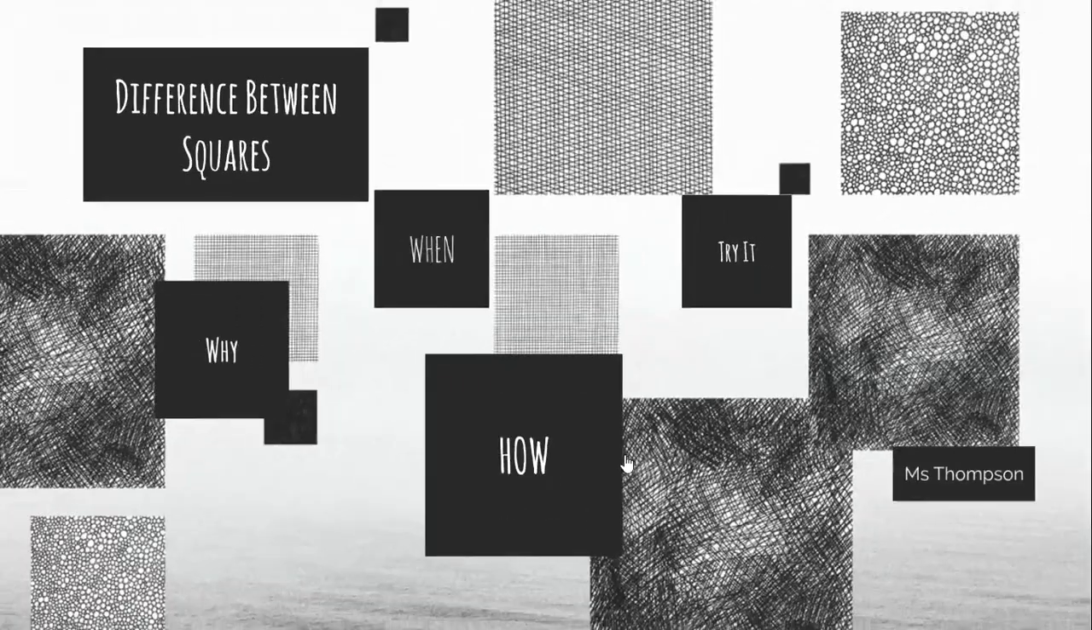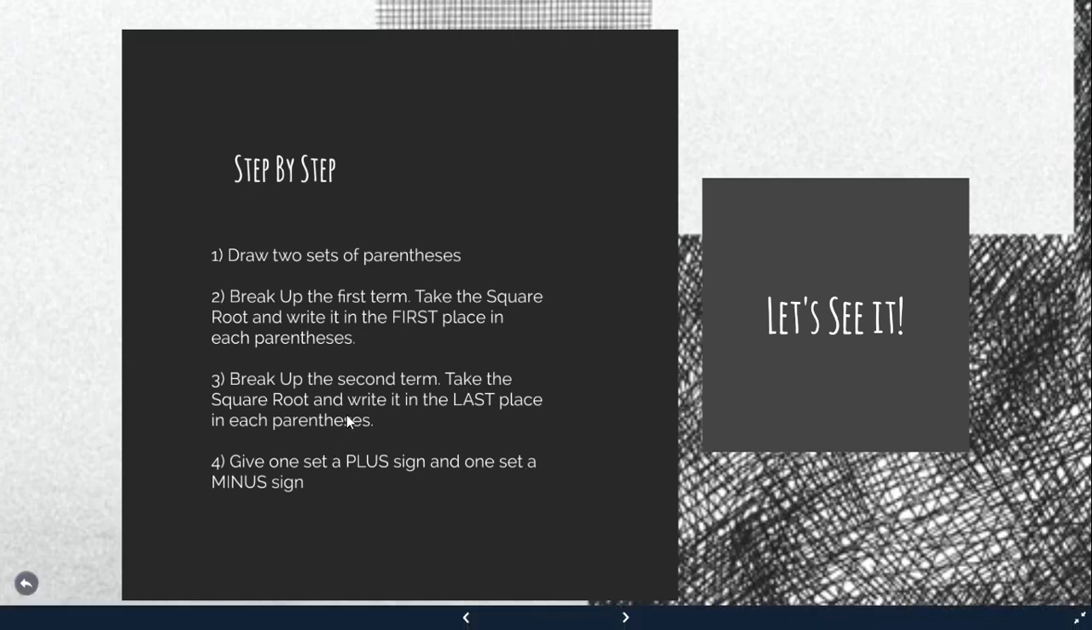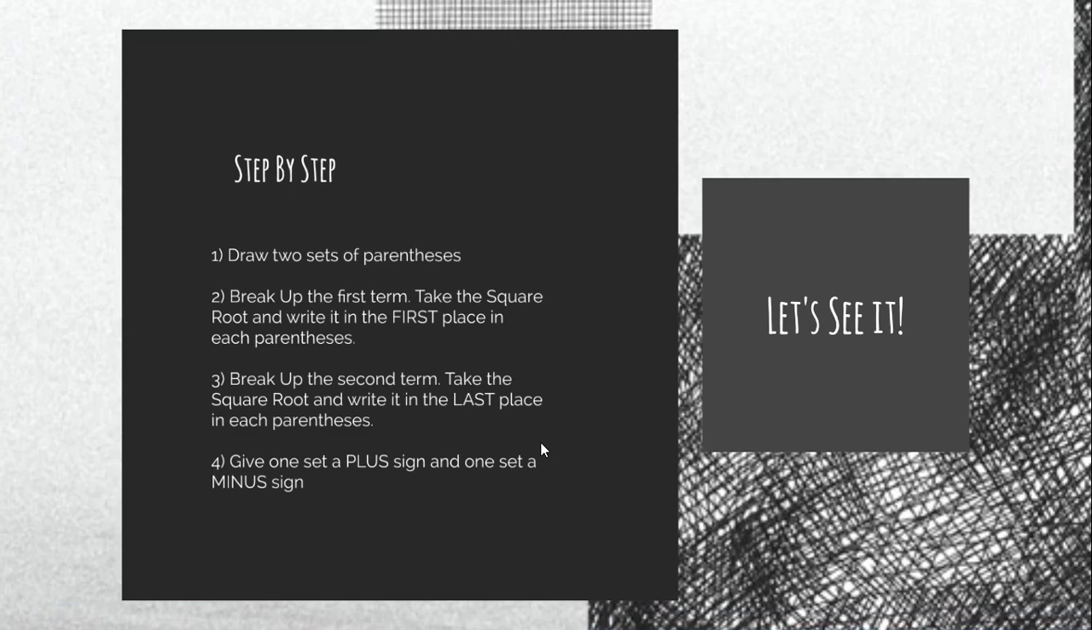Okay. How do we do this? Very quick. You make 2 sets of parentheses. You break up the first term: take the square root and write it in the first place in each set of parentheses. Then you do the same thing to the second term: square root it and put it in the second place of each parentheses. One set of parentheses gets a plus sign, one gets a minus sign.